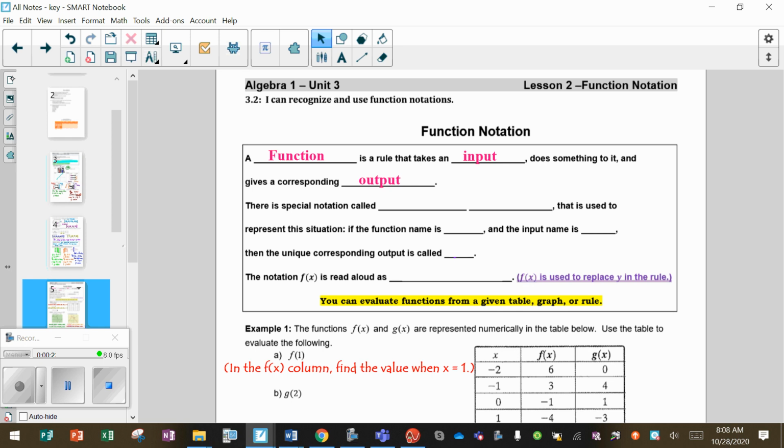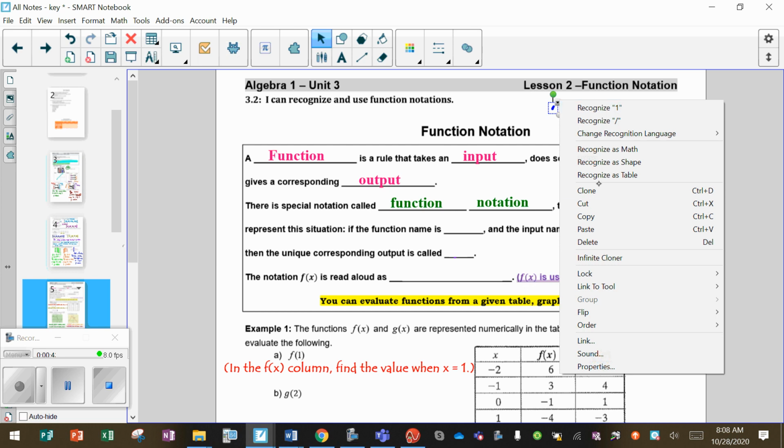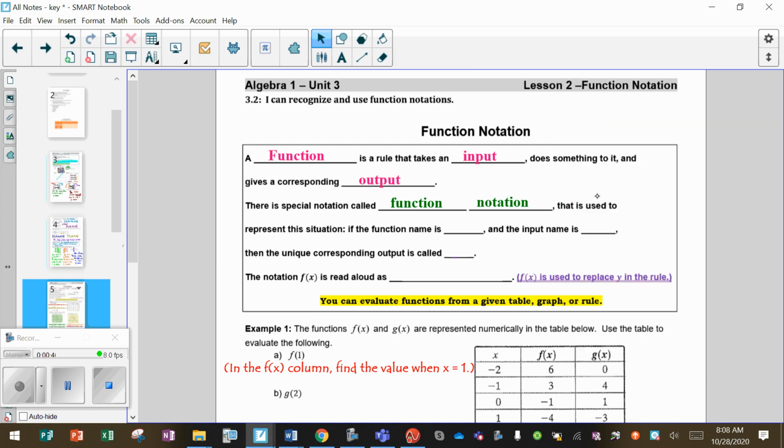So we're talking about function notation today. A function is a rule that takes an input, does something to it, like some sort of calculation, and then gives a corresponding output. The special notation is called function notation, which kind of makes sense because we're talking about functions. We're going to get you used to using function notation instead of y equals notation. That's really the biggest difference. Function notation is a way for math teachers to tell you to use substitution into an equation without having to write out the words substitute into this equation. And I'll explain that as we go through this lesson.